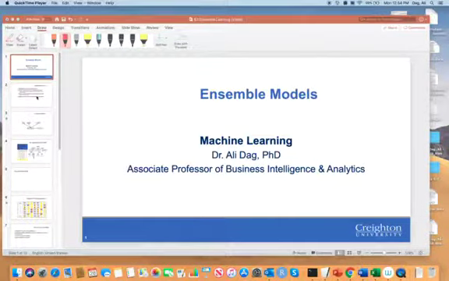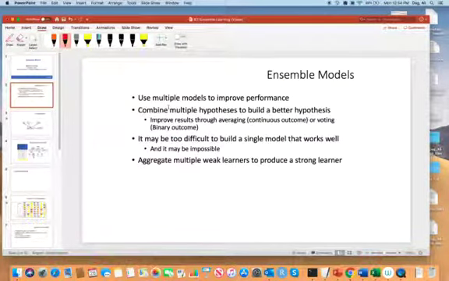All right, let's go ahead and get started reading the slides. The second slide says we are using multiple models to improve the performance. That is the intention, right? Our goal is to improve the performance, so whatever enables us to improve performance, we will follow that pathway. We would like to combine multiple hypotheses, that means multiple decisions, to build a better decision or better hypothesis. So we want to improve the results through averaging if we have the continuous outcome. Remember, how much we will be investing. Or voting, when we have the binary outcome. Remember, whether we should invest or not, a 0 or 1 problem.